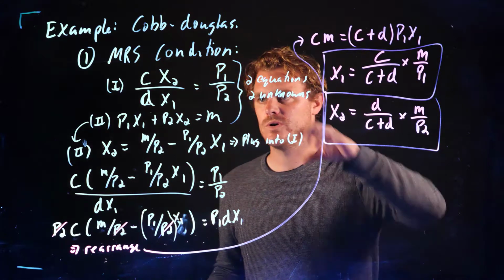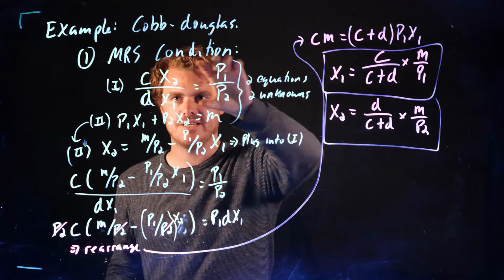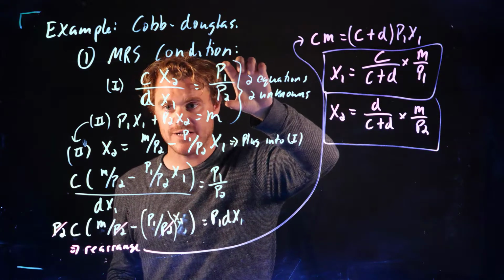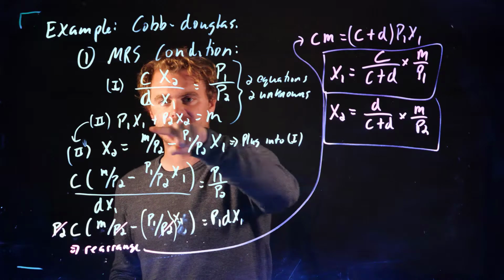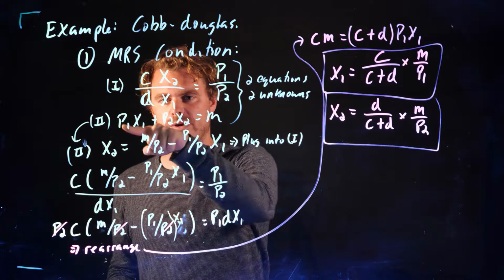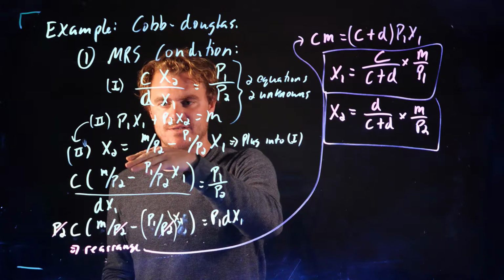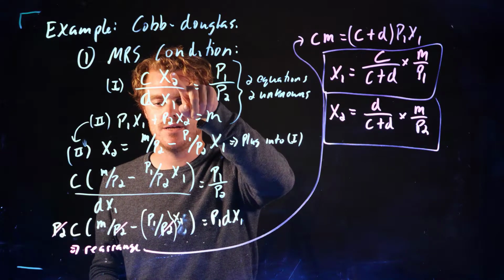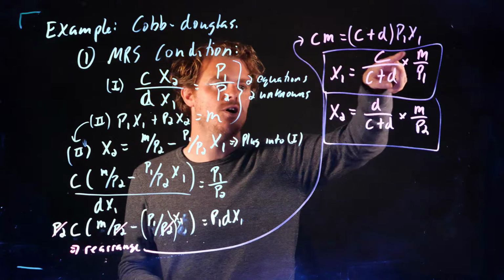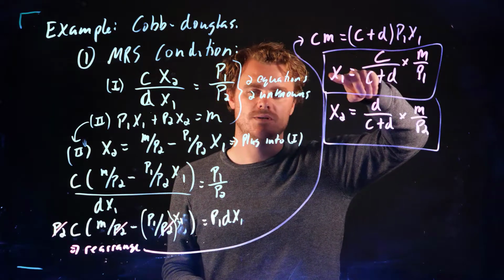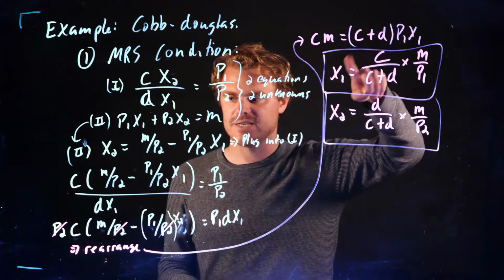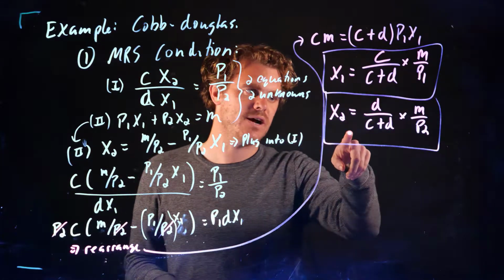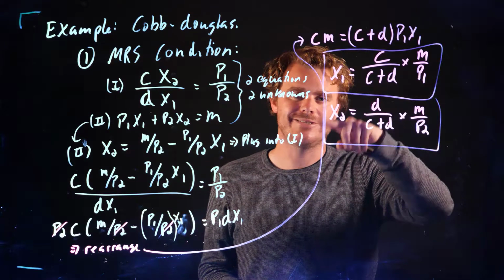We're just using this MRS condition, which is that the ratio of marginal utilities equals the price ratio. We also have to satisfy the constraint. We rearranged the constraint so it's good 2 in terms of good 1, plugged it in up here, and then solved for x1. We can plug that x1 back into our budget constraint and solve for x2, and this is what we'd get after a little bit of algebra.